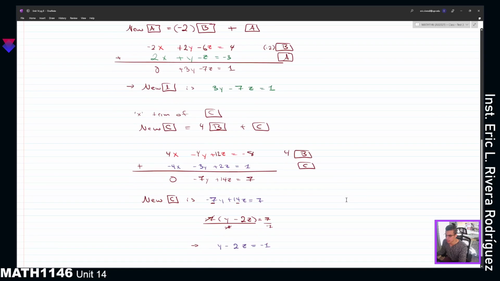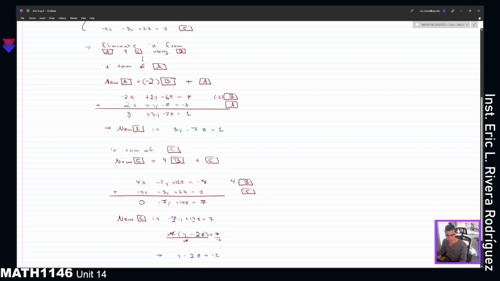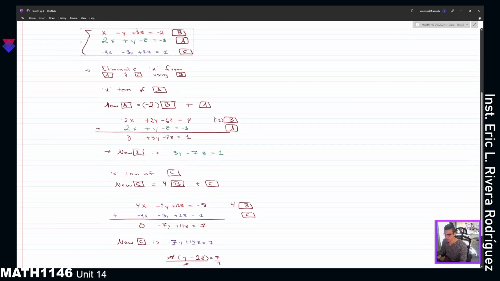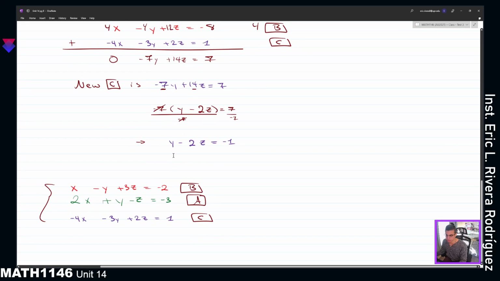Okay, so I'm going to zoom out a moment. I don't know how well you see there. But what I just did, I just eliminated the x term from equation A and equation C. Okay, the equation on the second position and on the third position. Now they do not have the x term. So let me take this. Let's see how our system looks after doing that.